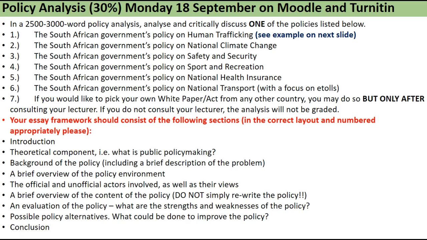And what I'd like you to do is analyze and critically discuss one of the policies listed below. So just one, capital and bold letters there, people. Please don't pick 4 and discuss all of them. You must just pick one.